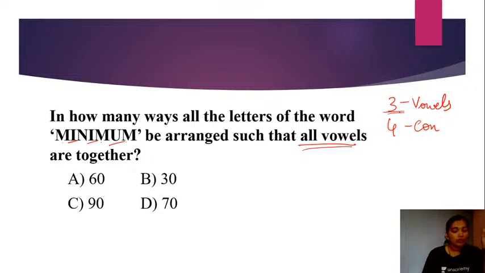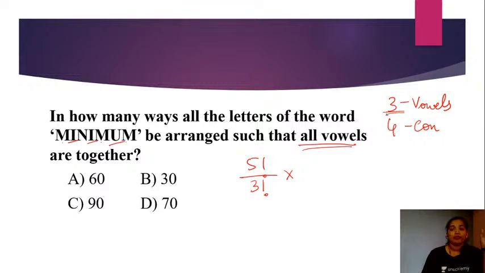So the total number of ways of arranging the 4 consonants and the vowel entity would be done in 5 factorial ways. Am I correct? But among these 4 consonants, the letter M is repeated 3 times. So this could be done in 5 factorial divided by 3 factorial ways.